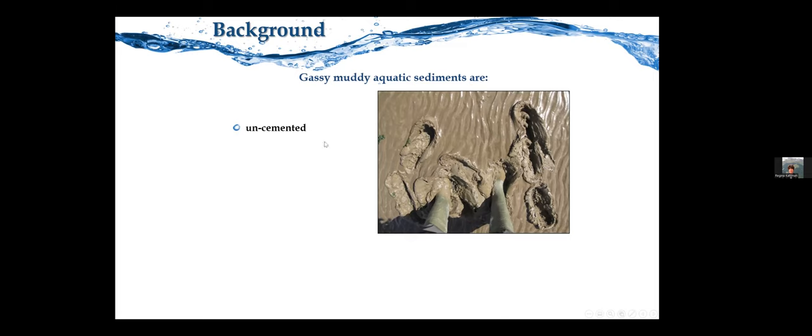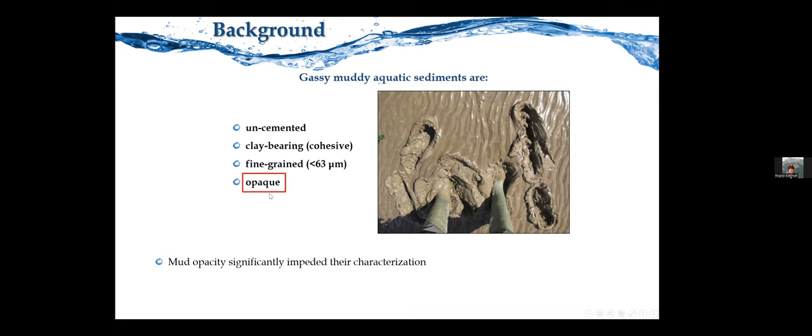And what are these sediments? Their general characteristics are that these sediments are uncemented, clay bearing, which means that they are cohesive, fine grained, and opaque. So this opacity, the opacity of mass of mud, significantly impeded their characterization and the characterization, of course, of methane bubbles in these muddy sediments.